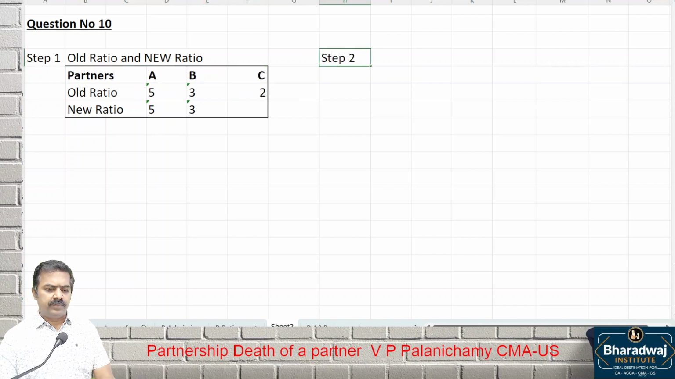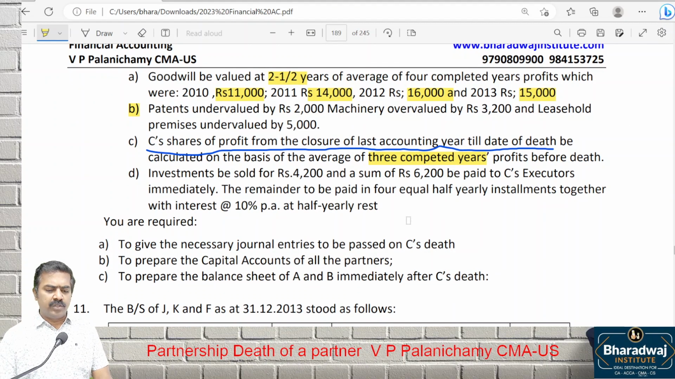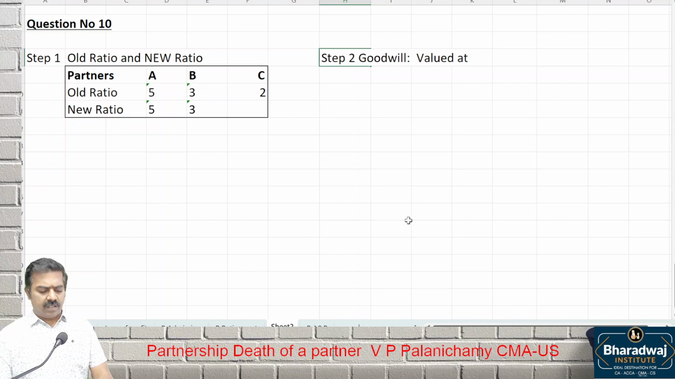Step 2. Goodwill. Goodwill is valued, they have given. Goodwill is valued at how many years' purchase? 2.5 years of 4 years average profit.